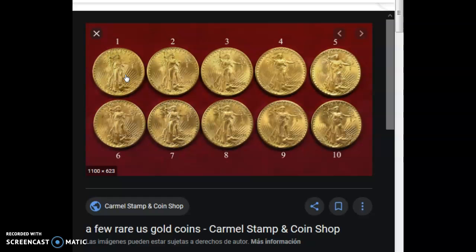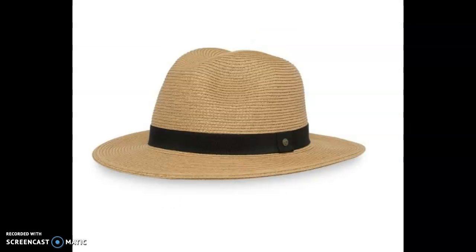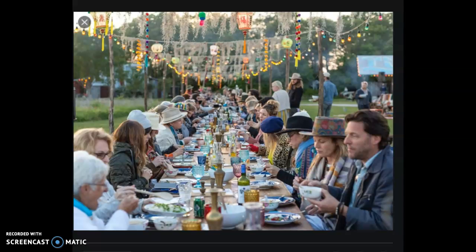Ten gold coins. Yes, continue. Apron. This is apron. Hat. Feast. Un banquete, feast.